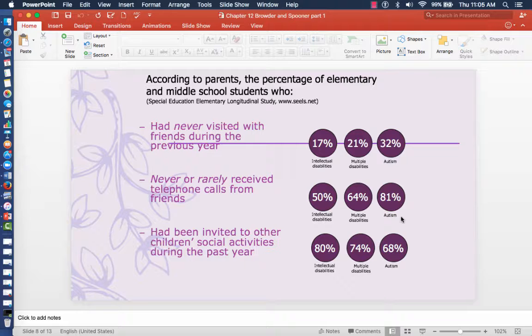Now, students with severe disabilities that had been invited to social activities with other children, they had been invited but not visited, okay? So I'm not talking about the not visited up here. I'm talking about just hadn't been invited out. 80% of children with intellectual disabilities had been invited. 74% with multiple disabilities had been invited. This doesn't say whether they went or not. And 68% of children with autism had been invited.